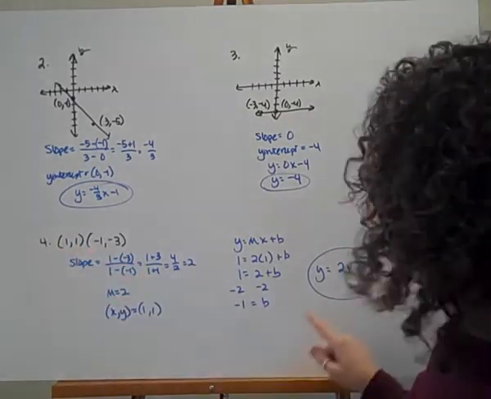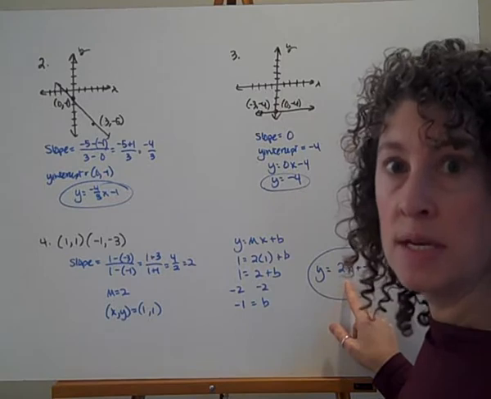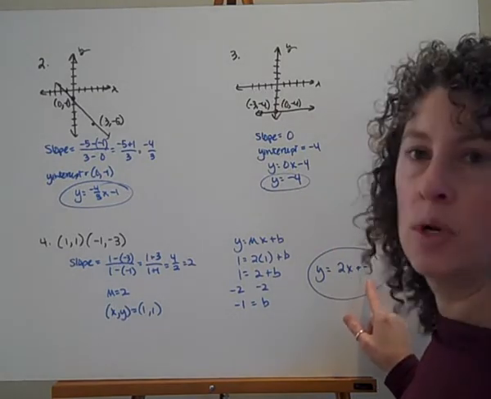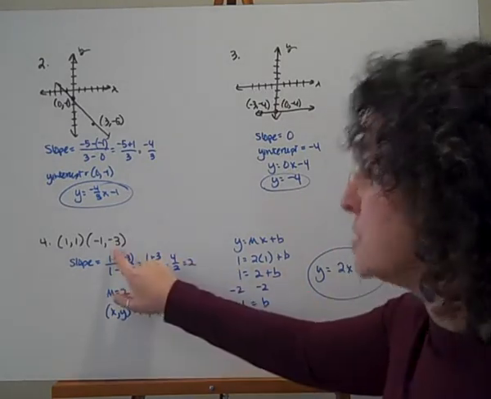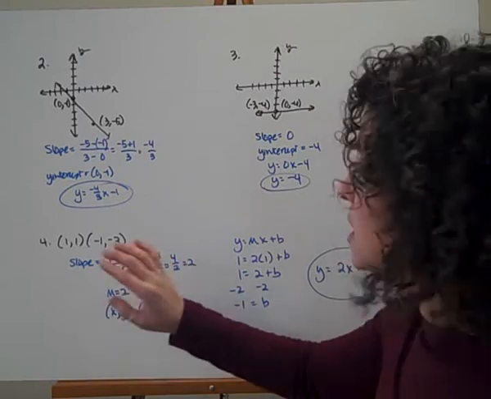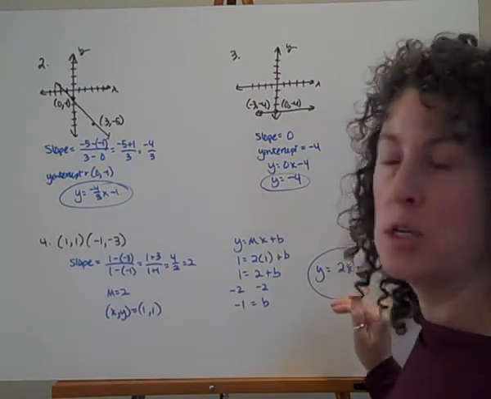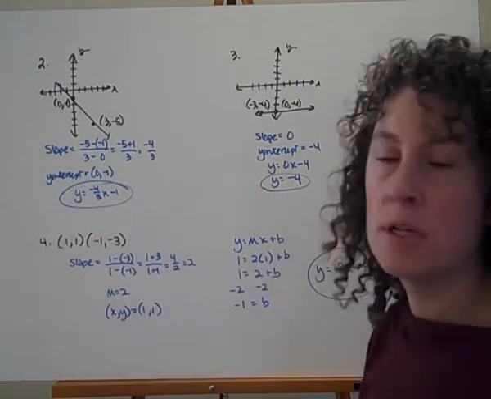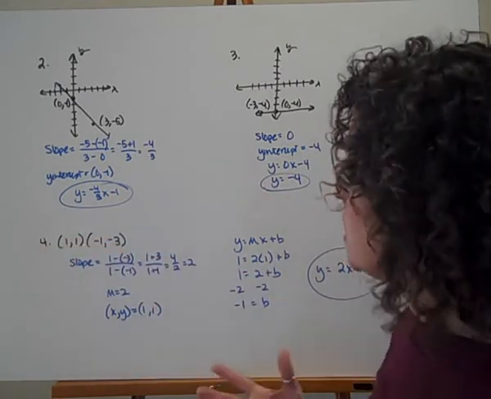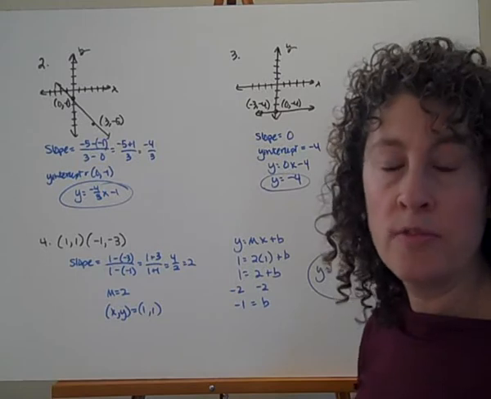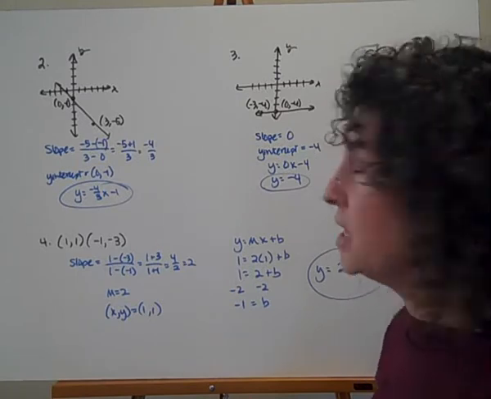Let's try it with -1. 2 times -1 is -2. -2 plus -1 is -3. So I should have a y equals -3. That totally works. So these ordered pairs should work with this equation if this equation accurately describes the line that goes through those 2 points. So again, to write an equation in slope-intercept form, I need the slope and I need the y-intercept.